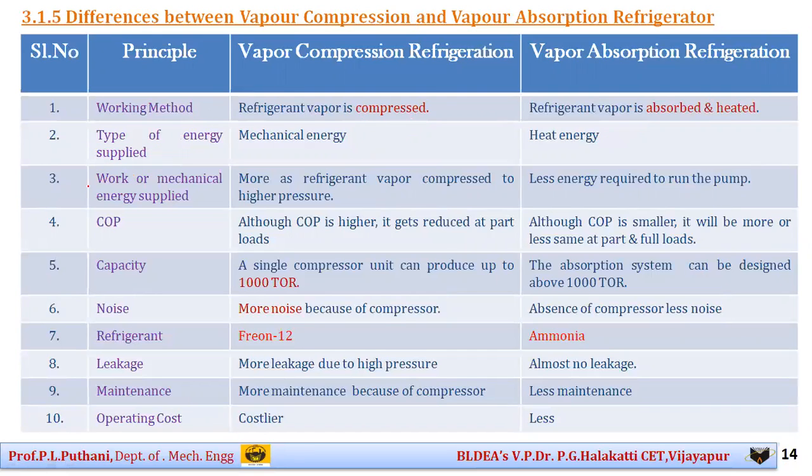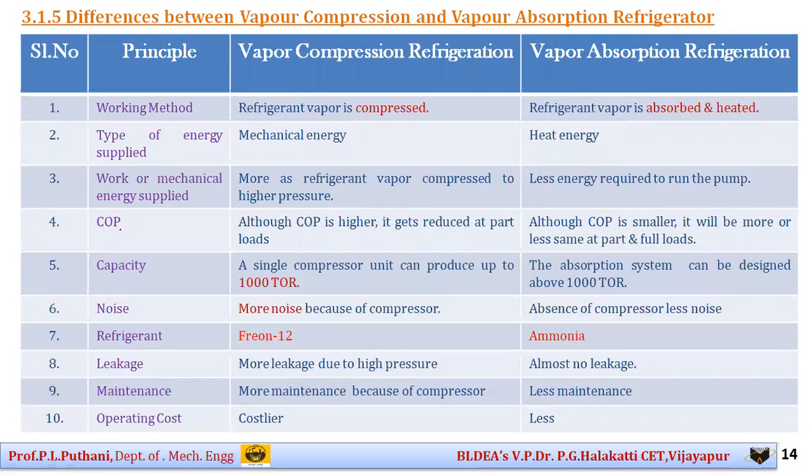The third factor is the work or mechanical energy supplied. For VCR, students, as we know, we are using a compressor, and the refrigerant vapor has to be compressed to a higher pressure, which means the work or mechanical energy supplied is comparatively more for the vapor compression refrigerator. Whereas on the other side, we need to run only a small device known as a pump. Therefore, here we need less energy when compared to vapor compression refrigeration.